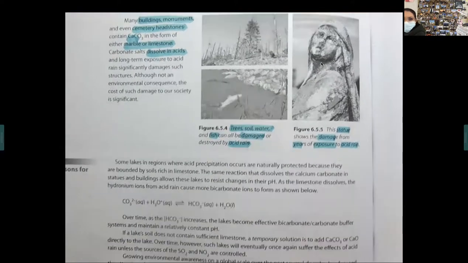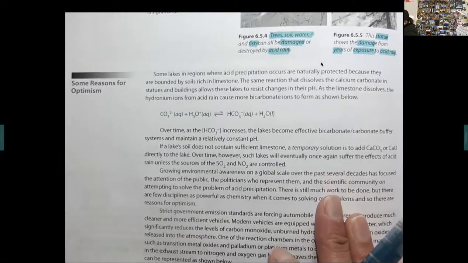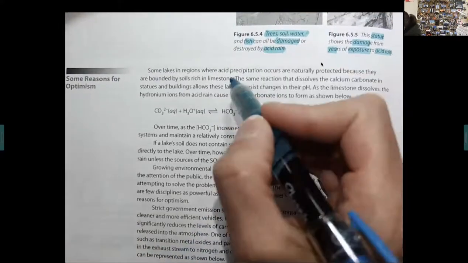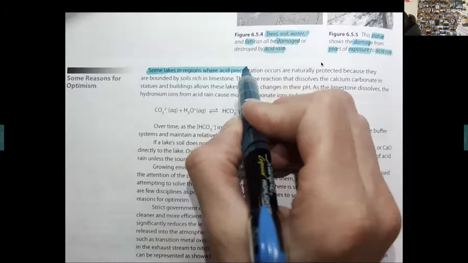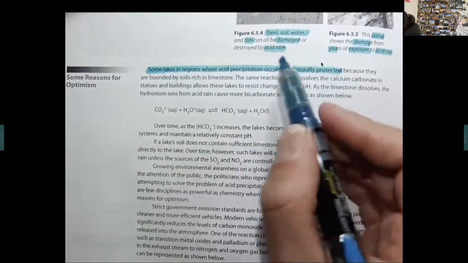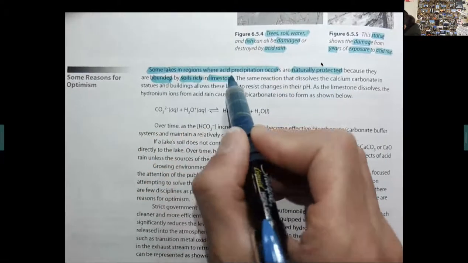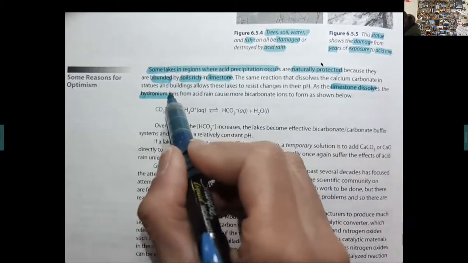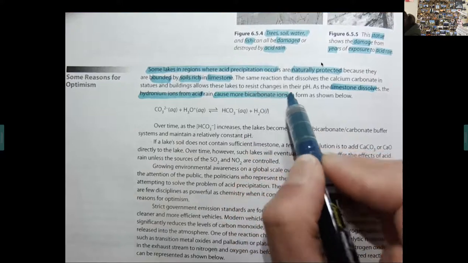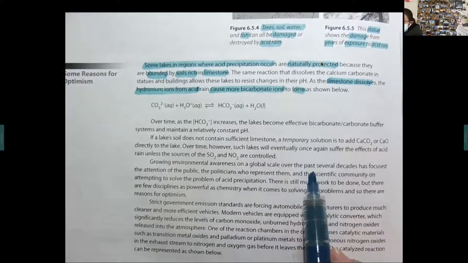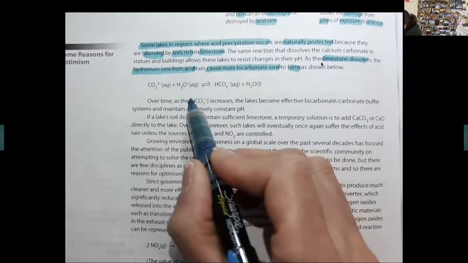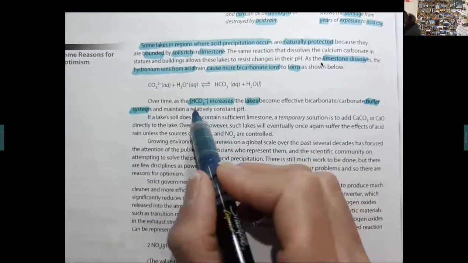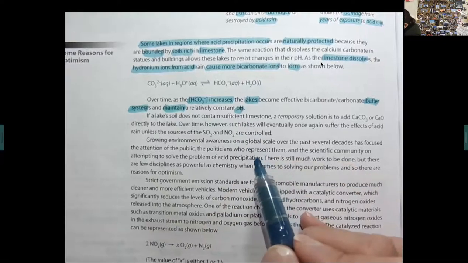Okay. Now, if we take a look at some reasons for optimism right here, some lakes in regions where acid rain occurs are naturally protected because they are bounded by soil that is rich in limestone. And when the limestone dissolves, the hydronium ions from the acid rain cause more bicarbonate ions to form. So you could think of it as neutralizing it. So as the bicarbonate ion concentration increases, the lakes have a buffer system to help them maintain a relatively constant pH.